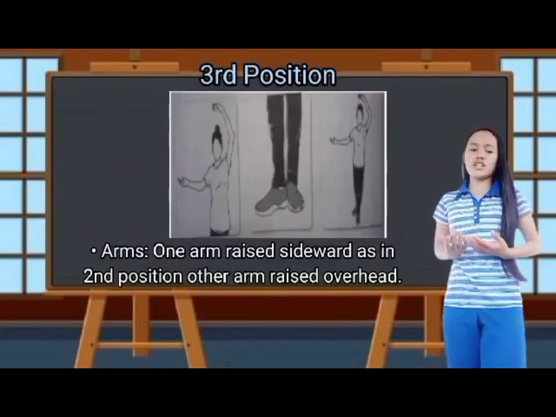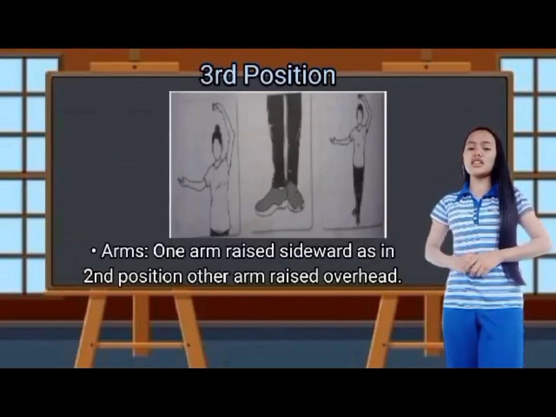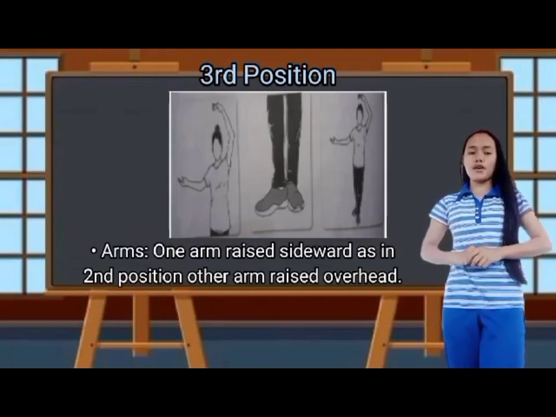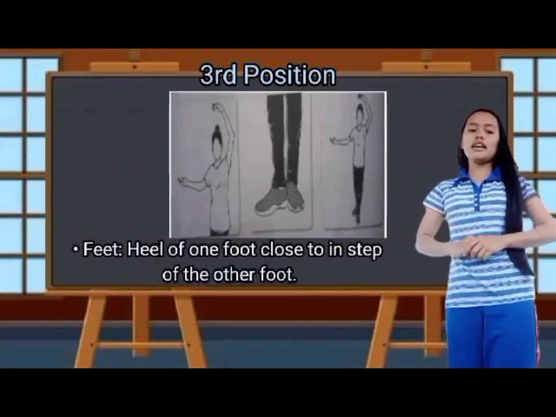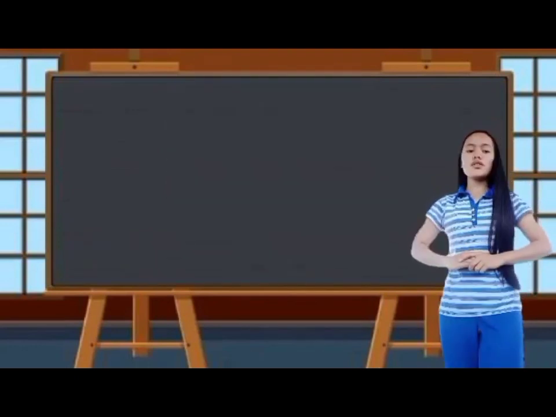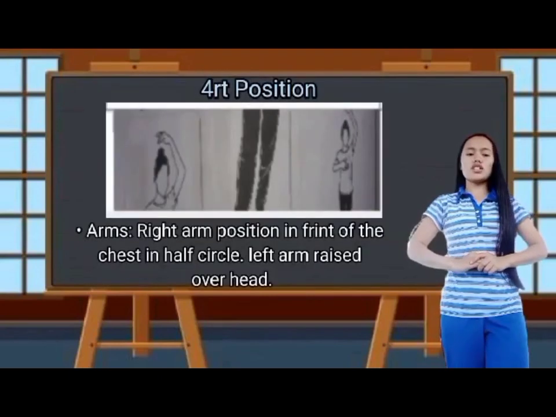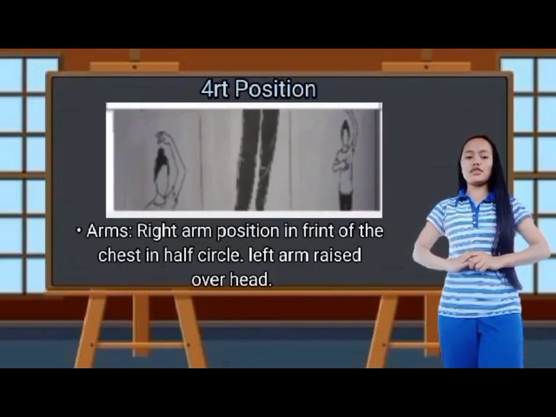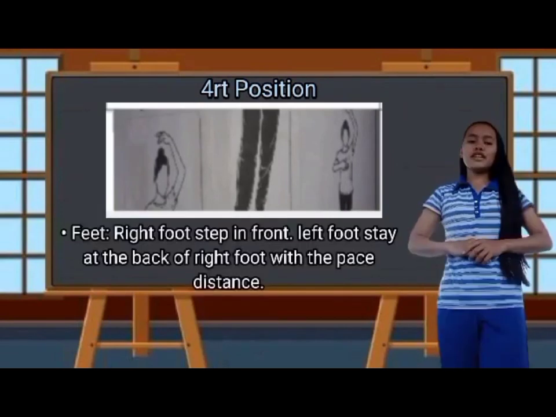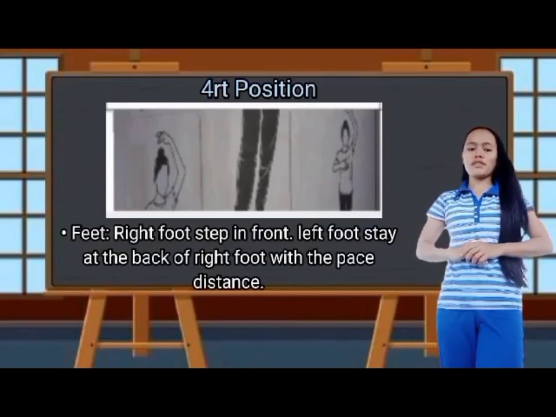The third position. One arm raised sideward, as in second position, other arm raised overhead. And feet, heel of one foot close to instep of the other foot. So in fourth position in folk dancing, arms, right arm positioned in front of the chest in a half circle. Left arm raised over the head. Feet, right foot steps in front. Left foot stays in the back of the right foot with a pace of distance.